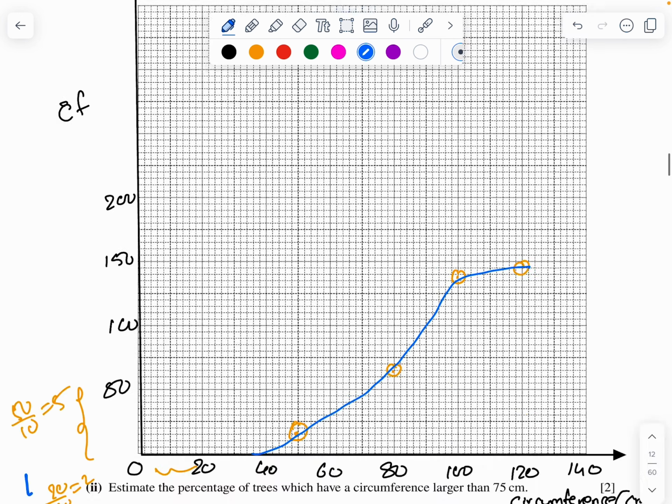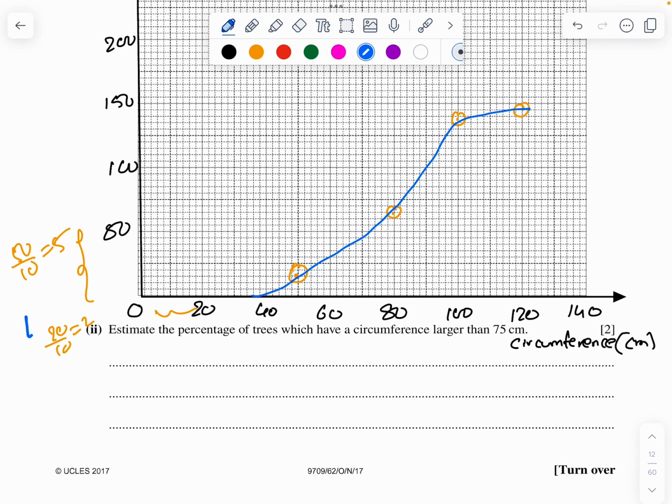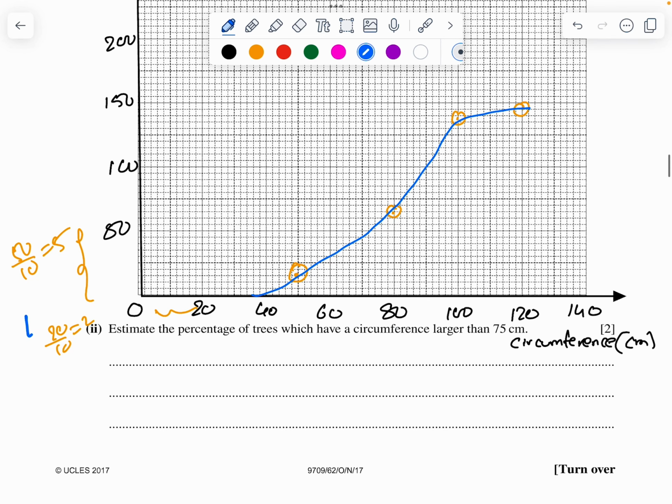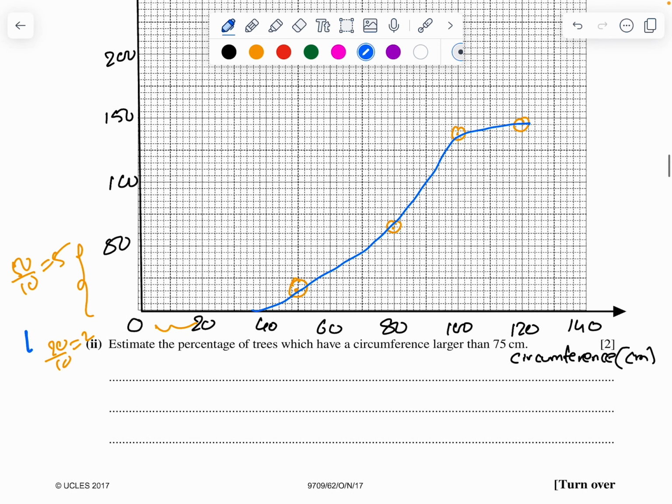Now what is he asking in the next part? Estimate the percentage of trees that are larger than 75 centimeters. So from 75 centimeters, what am I going to do? Draw it out. This is 60, so this has to be 70. 75 will be somewhere over here. From 75, draw a line, hit the graph and drop it over here.